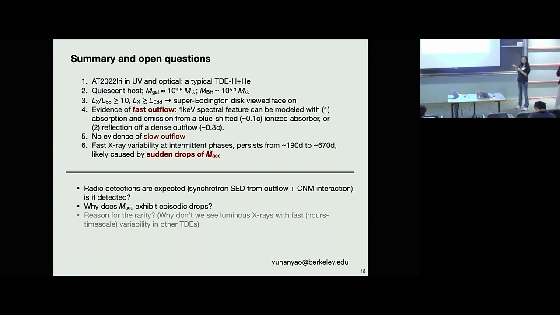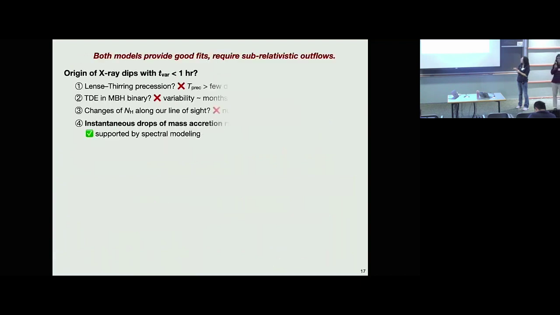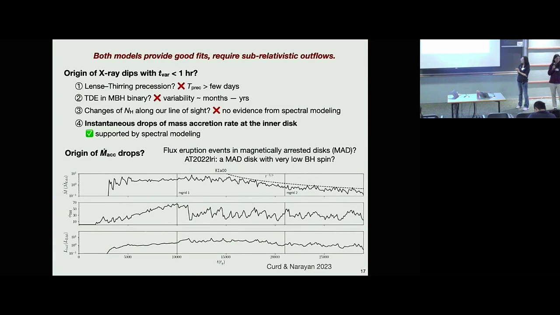I think we have time for maybe, if one of you has a quick question, we can do that and we'll swap out the computers. So yeah, I like the model of the magnetic arrested disk on the previous slide. Do you expect a correlation between the accretion rate and the outflow velocity? And do you think that can be measurable in future TDEs?